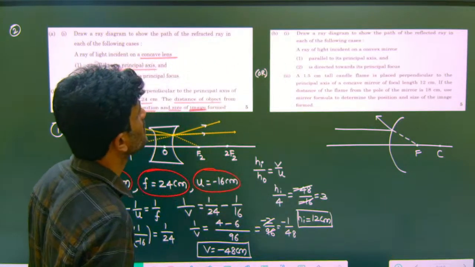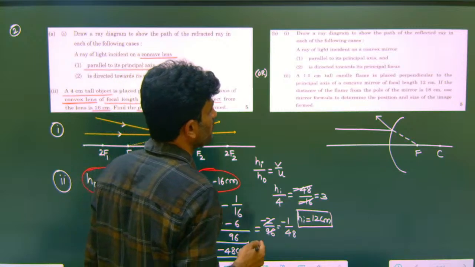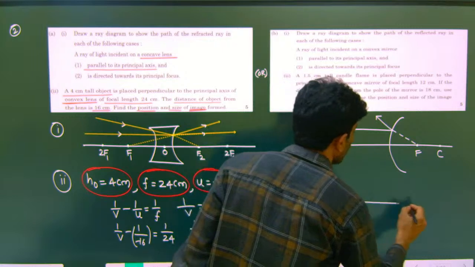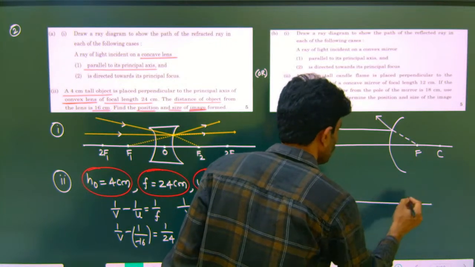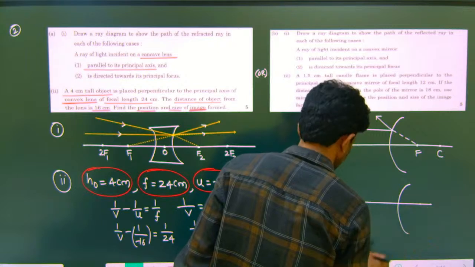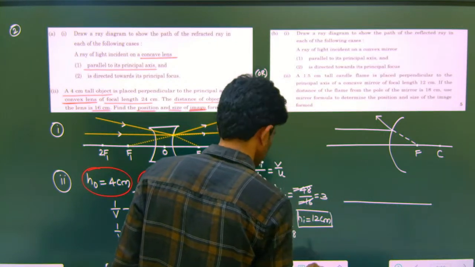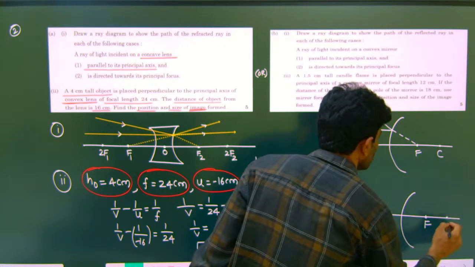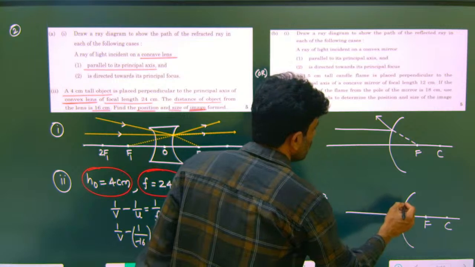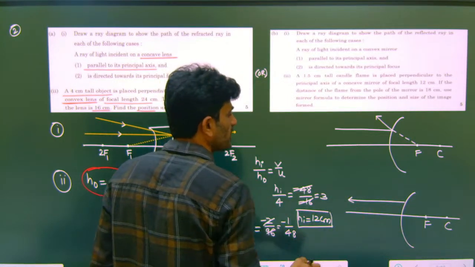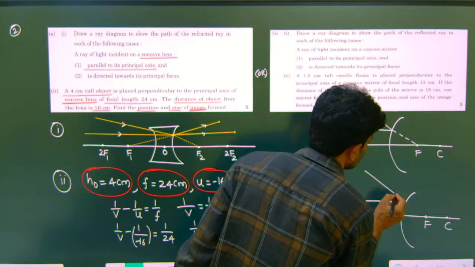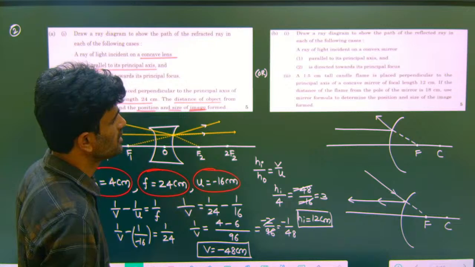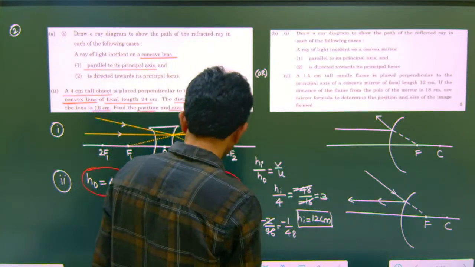And in the second case, what happens? The ray is directed towards its principal focus. And in the next case, I am drawing here again, I'll erase it because there is not much space. This is the focus, it will be like this. Now the incident ray will be like this and the reflected ray like this. This is the incident ray and this is the reflected ray. Hope you understood this. This is about ray diagrams. That was the first question answer. Now coming to the second question.